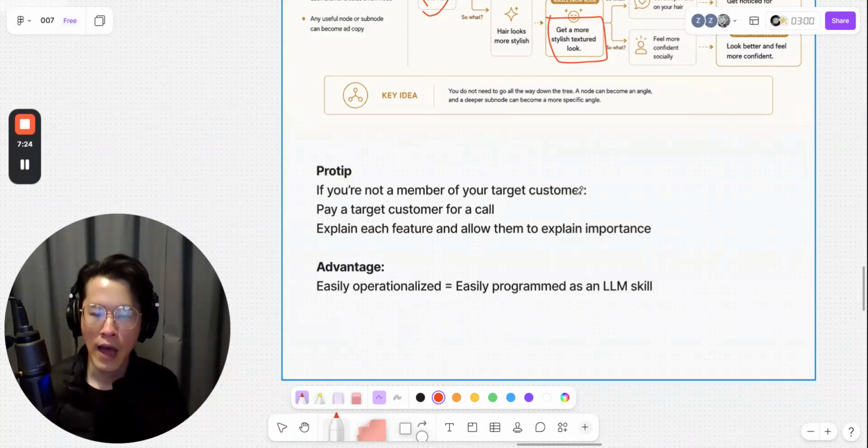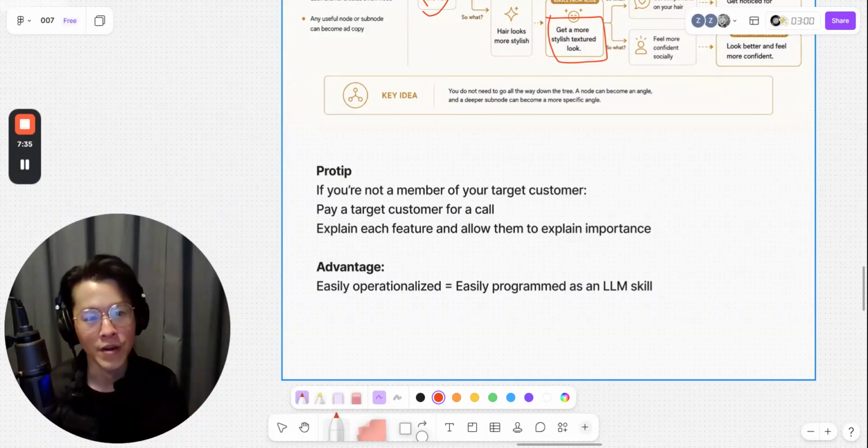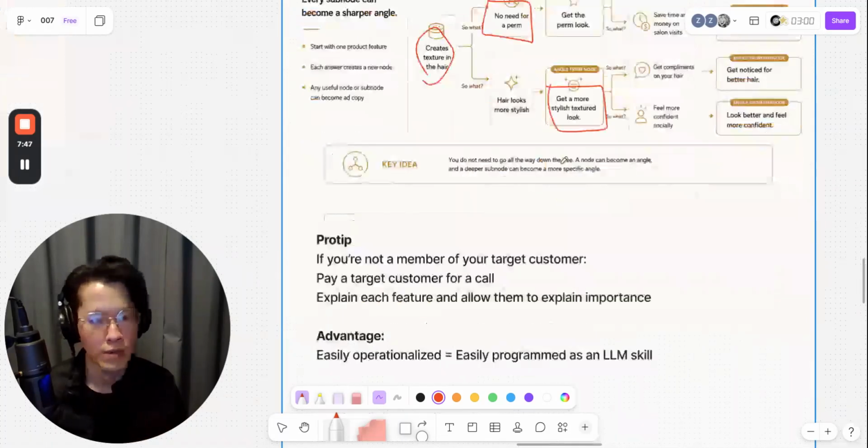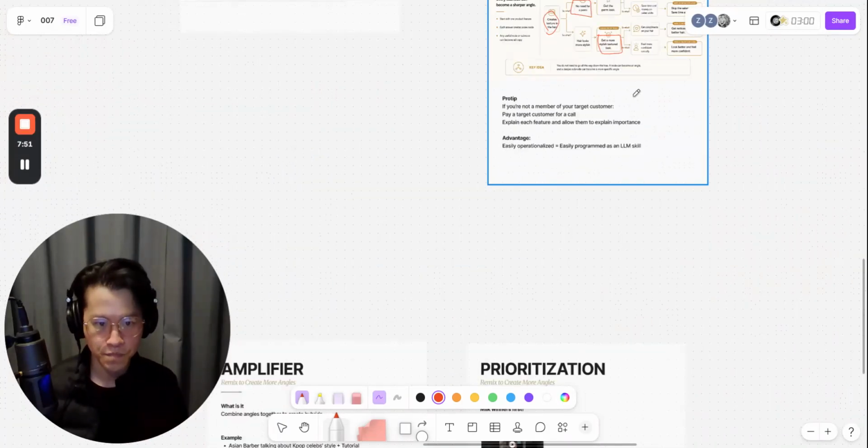And you can have a call with them and just explain each one of your product features to them, and ask them the importance, or maybe they don't find it as important, but you want to ask them for the importance of these individual features. And by getting them to explain the importance of each one of these features, you get to go through this exercise and identify all the different angles.